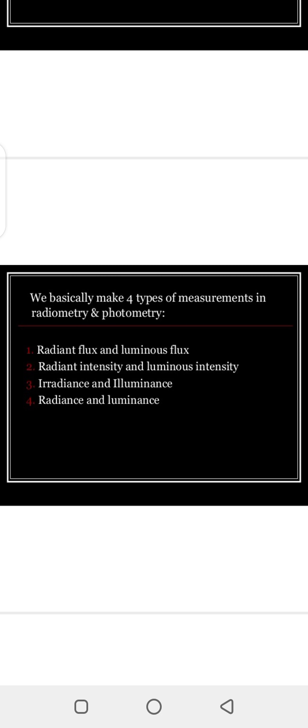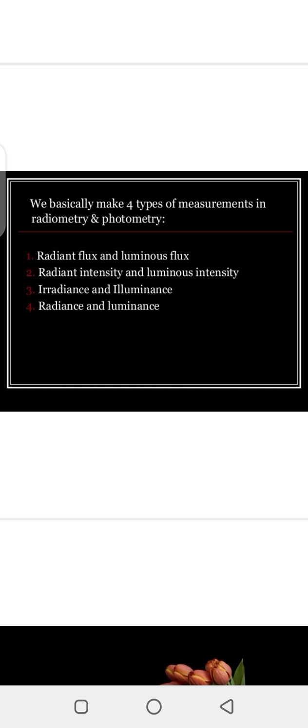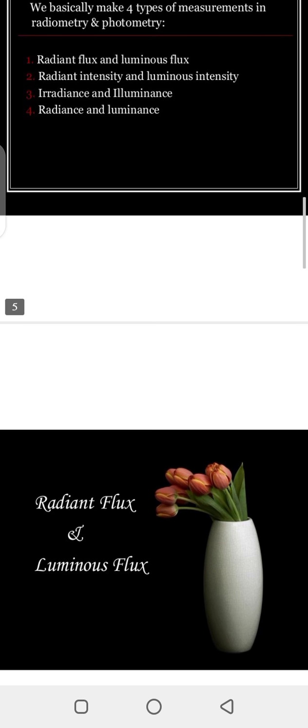First one, radiant flux and luminous flux. Second, radiant intensity and luminous intensity. Third, irradiance and illuminance. Fourth, radiance and luminance.